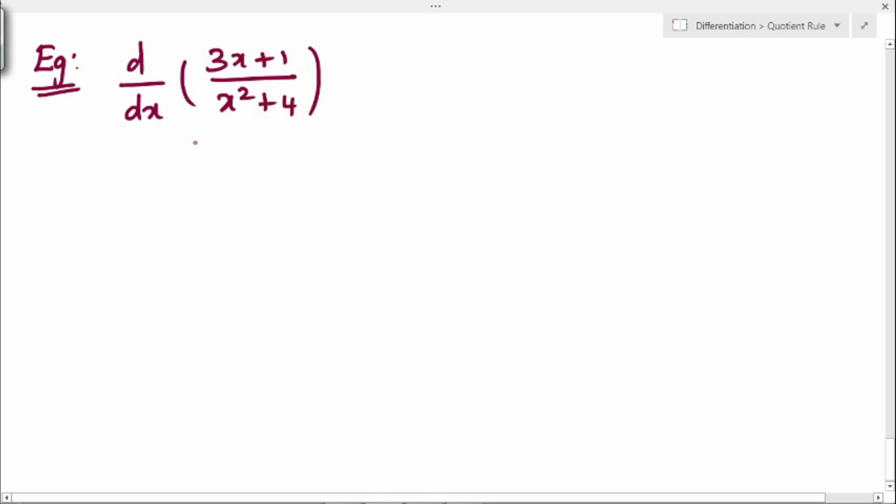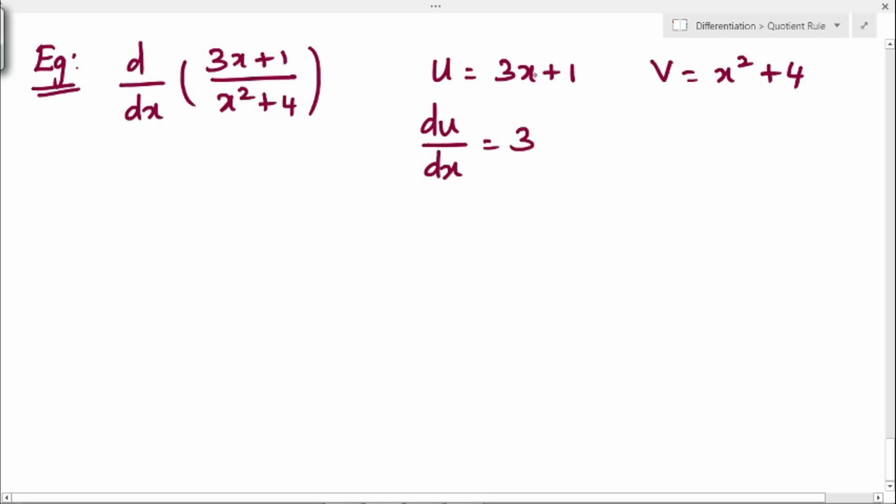Next example, differential of (3x plus 1) divided by (x square plus 4). So here also we have u by v. The first term is u, that is 3x plus 1, and the v term is x square plus 4. If you differentiate the u term, that is du by dx, the differential of 3x is 3, plus 1, a constant, whose differentiation is 0. Next dv by dx: the differential of x square is 2x, plus constant differentiation is 0.